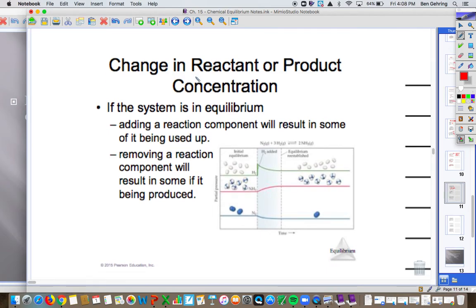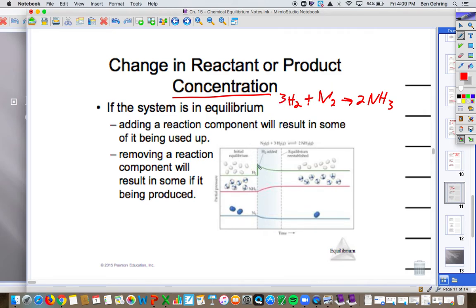If we're looking at concentration changes, for example, this system is at equilibrium here. This is my H2 plus N2... Whoops, I missed on my coefficient here. 3H2 plus N2 produces 2NH3.